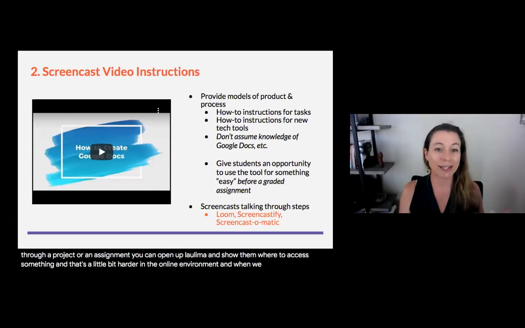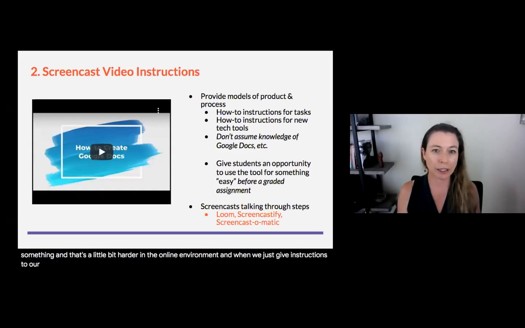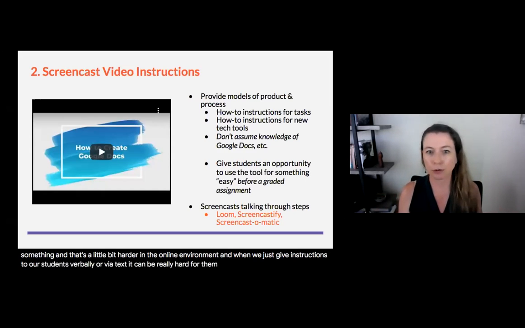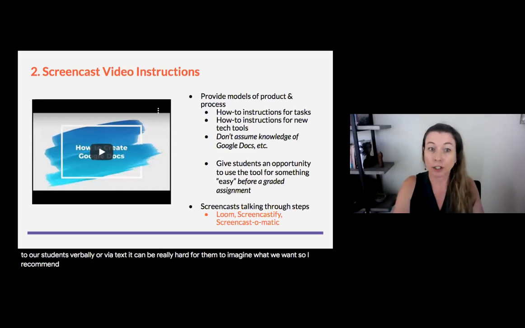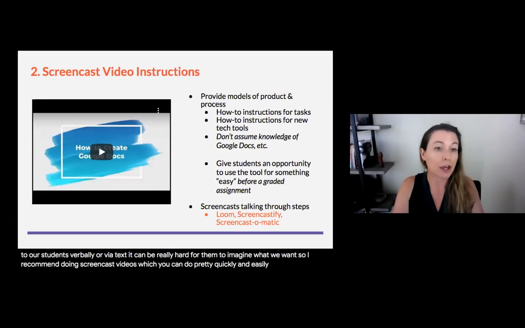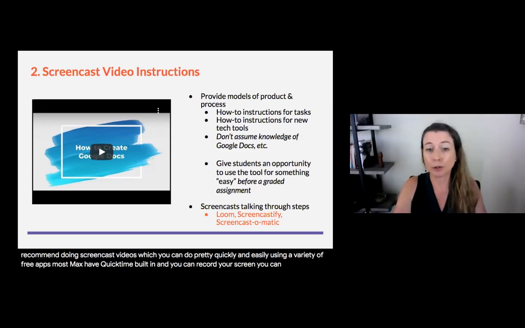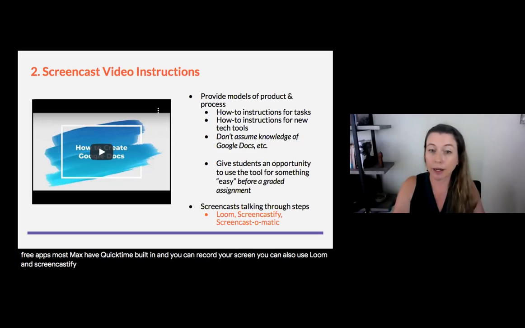And when we just give instructions to our students, verbally or via text, it can be really hard for them to imagine what we want. So I recommend doing screencast videos, which you can do pretty quickly and easily using a variety of free apps. Most Macs have QuickTime built in and you can record your screen. You can also use Loom and Screencastify or Screencast-O-Matic for free.